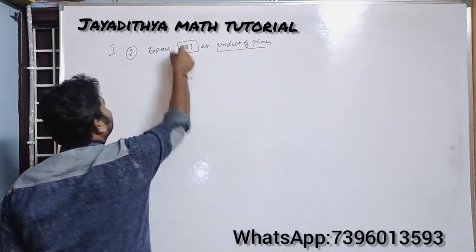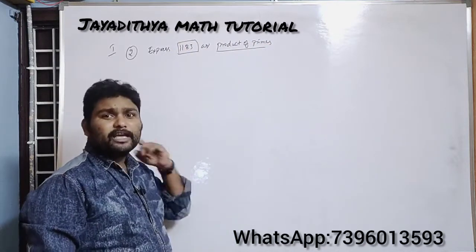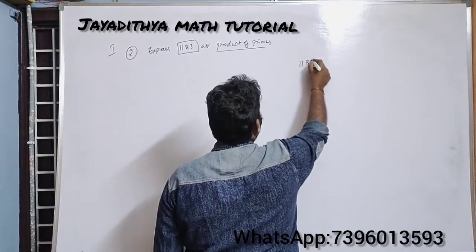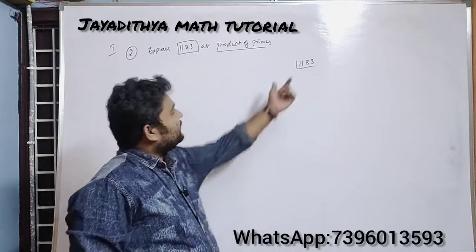You should express 1183 as a product of primes, which is nothing but prime factorization. Simply do the prime factorization, then you will understand how to write this. Simply do the short division. It is an odd number.